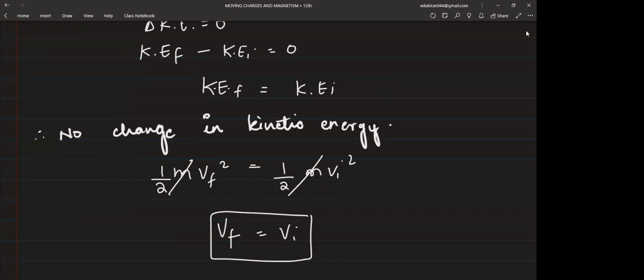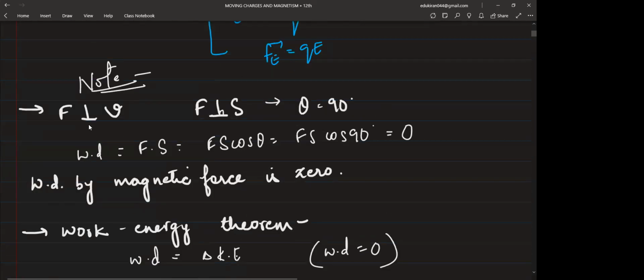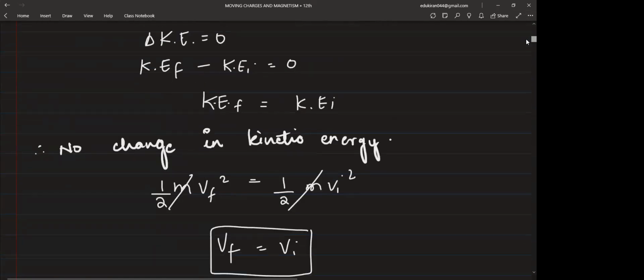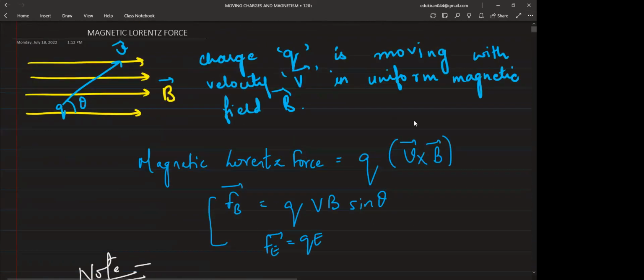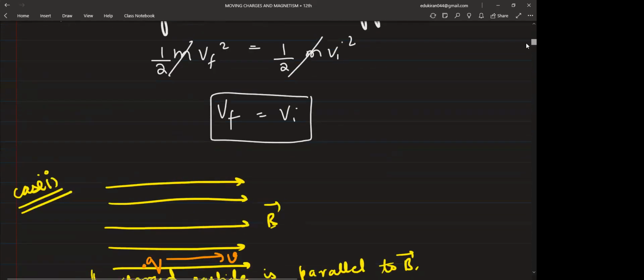So there was a difficult advanced question which said that if force is perpendicular to velocity, then what will be the work, what will be the velocities of the charges flowing in magnetic and electric fields? So mark it important and this can come.